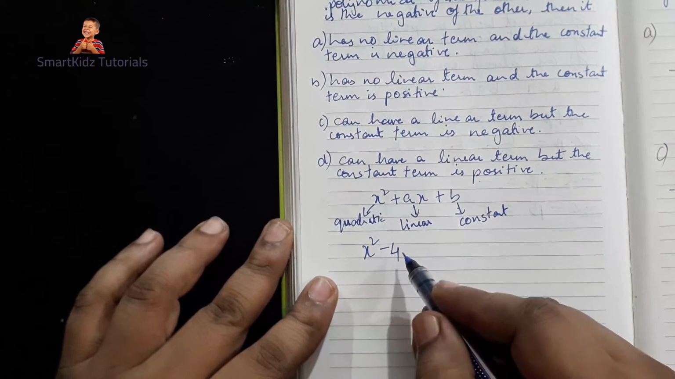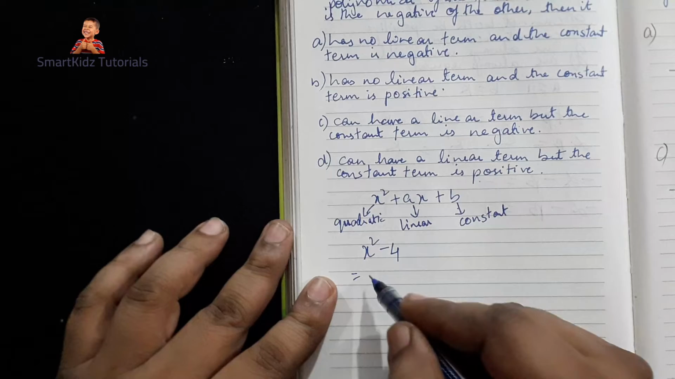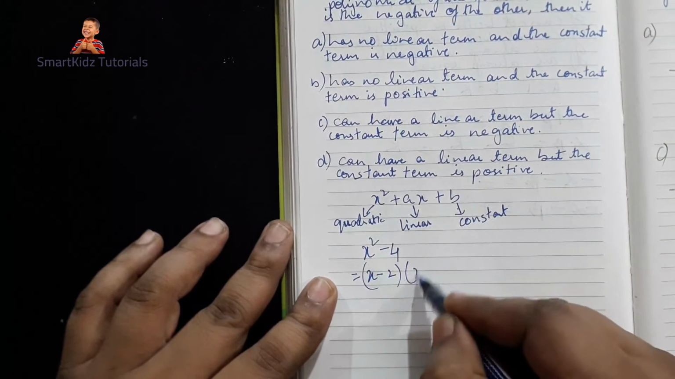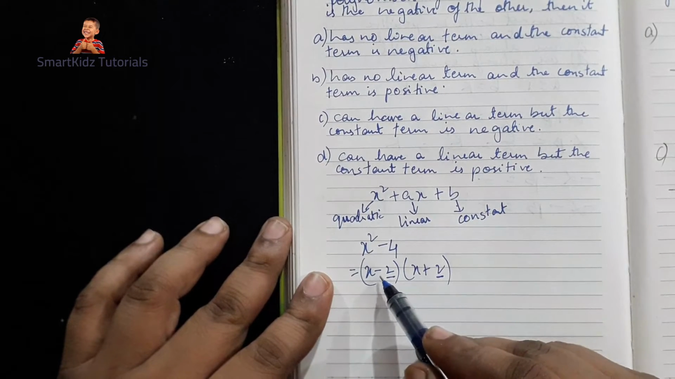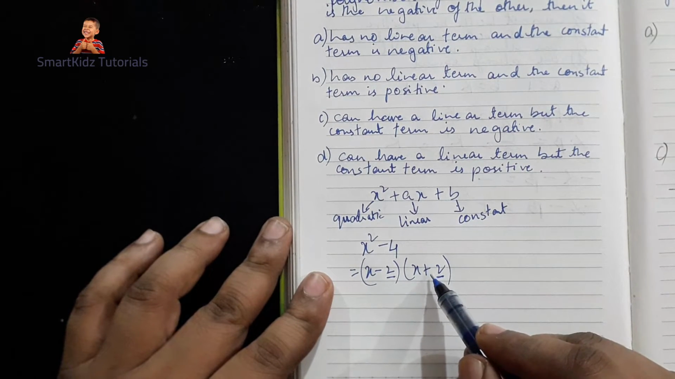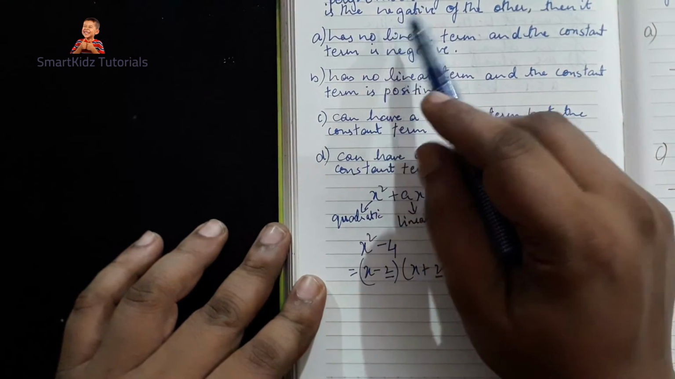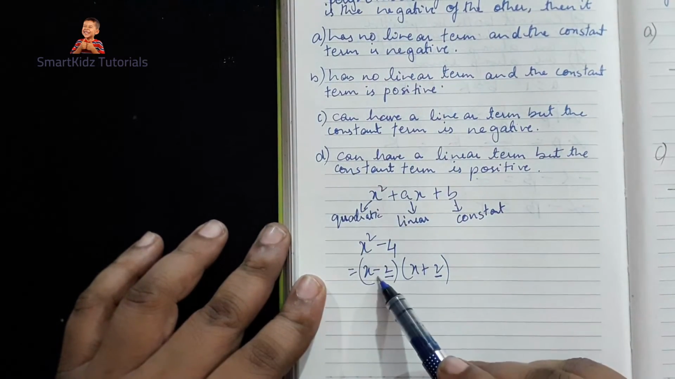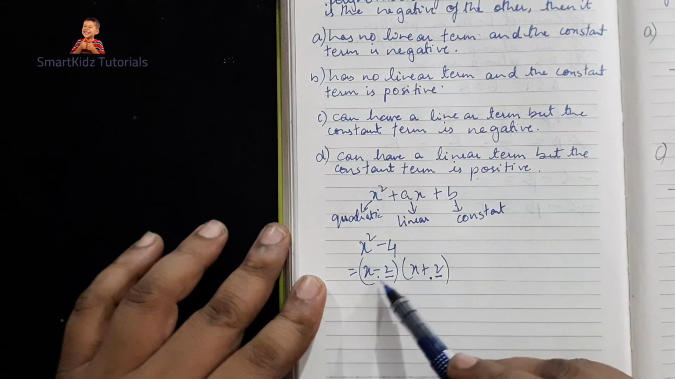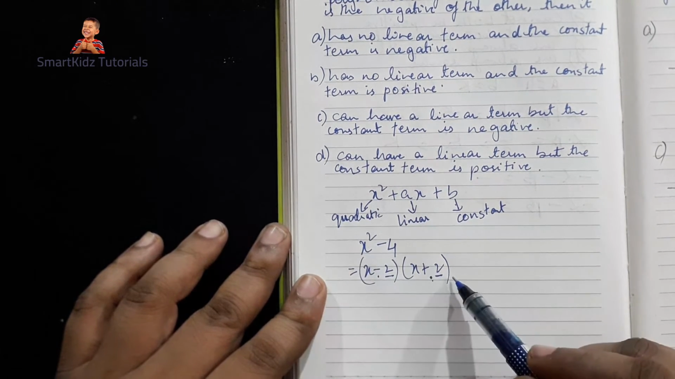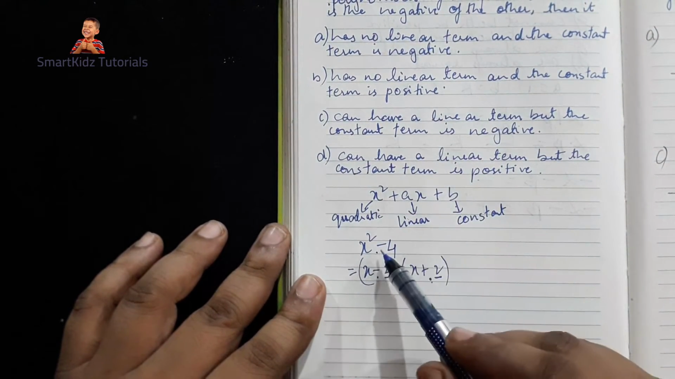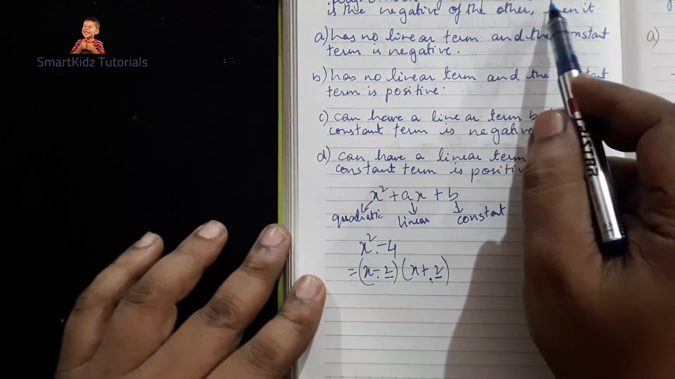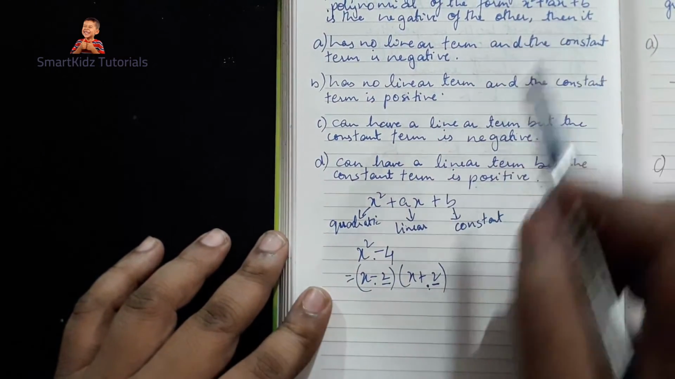In this case, what happens? This is a square minus b square, which means it should become x minus 2 times x plus 2. You see, the numbers are the same, but one is of opposite sign to the other. That is what it says, one of the zeros is the negative of the other. That means one is positive, one is negative. So in such scenarios, you do not have a linear term because the linear term becomes 0. It's like saying here a is equal to 0.